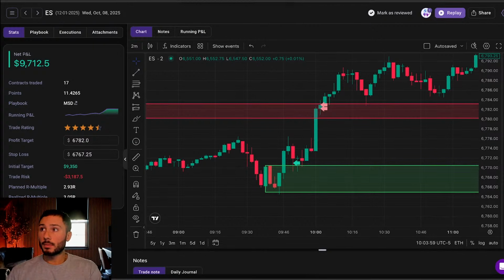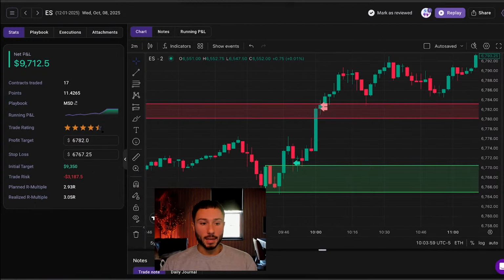So this setup, similarly, was a 3-to-1 risk to reward ratio. And I longed the market when it was pulling back into this level of market structure demand. And from this chart, we can see that, right? We can see the drop right here. We can see the consolidation right here. And then we can see the move up.